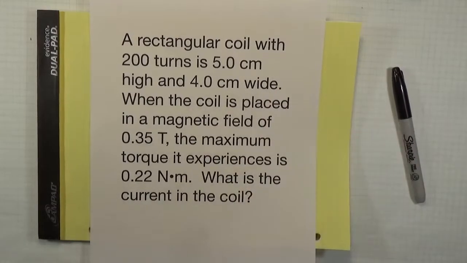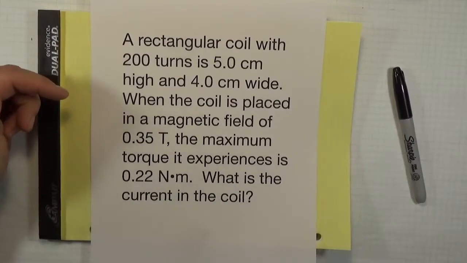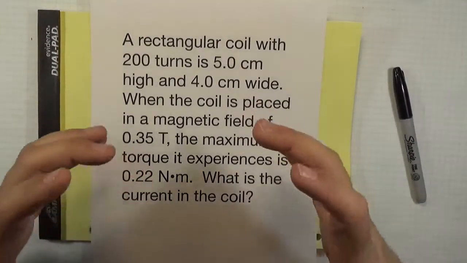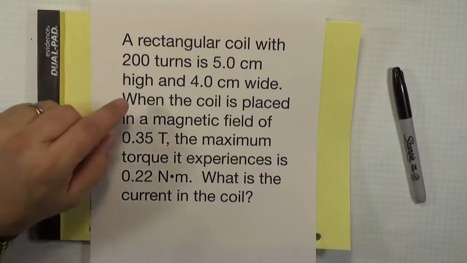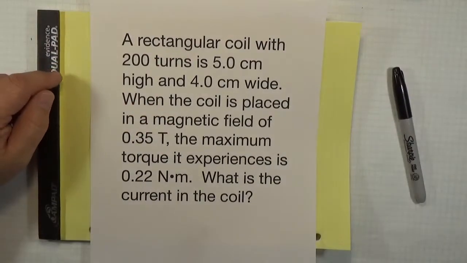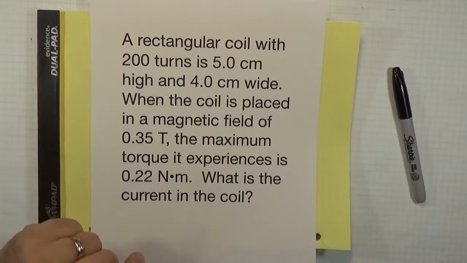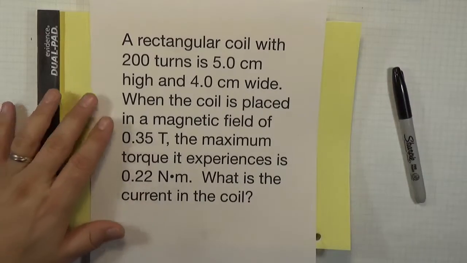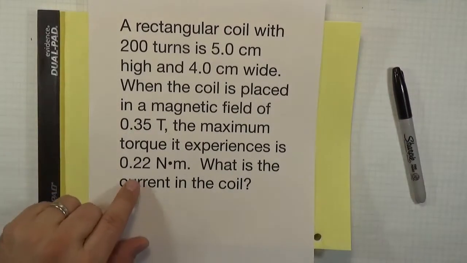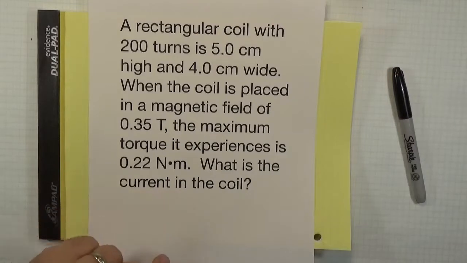So imagine you have a rectangular coil. It has 200 turns, so it's a whole bunch of stacked loops together acting as a single loop. It's 5 centimeters by 4 centimeters. It's placed in a magnetic field of a certain strength, 0.35 teslas in this case, and it experiences a torque of 0.22 Newton meters. And what we want to know is, given that torque, what is the current that must be running in the coil?